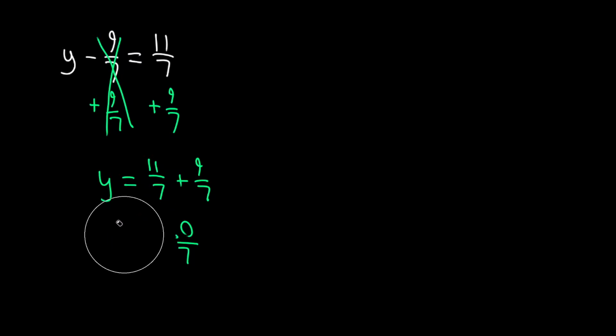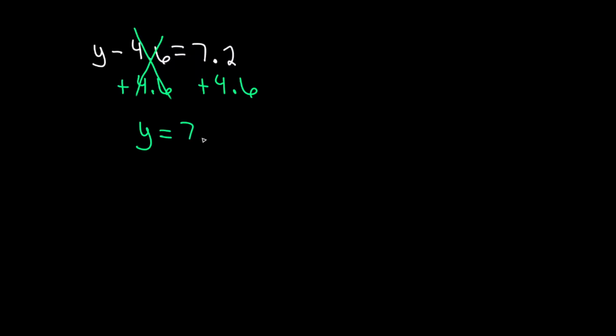About subtraction with decimals. Y minus 4.6 equals 7.2. Again, we got to get y alone, and we're subtracting 4.6 from y right now. So to get rid of it, we're going to have to add 4.6 to both sides. These get rid of each other, and we're left with y equals 7.2 plus 4.6. And that will come out to what, 11.8? Yes, 11.8.